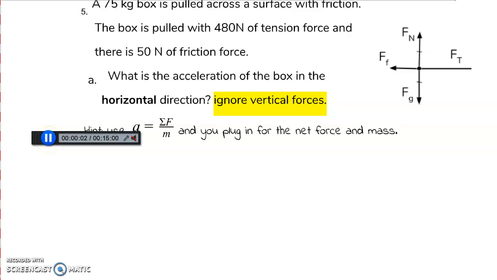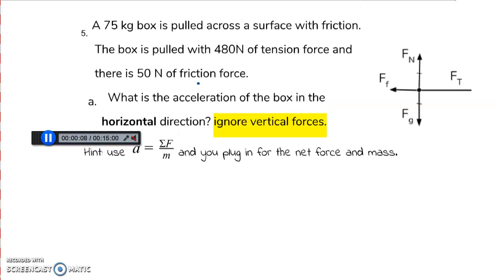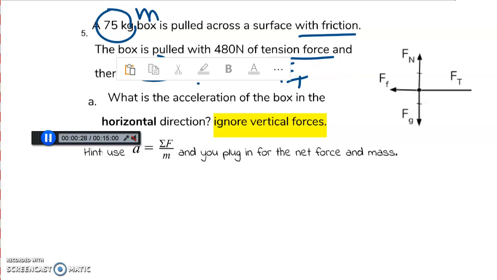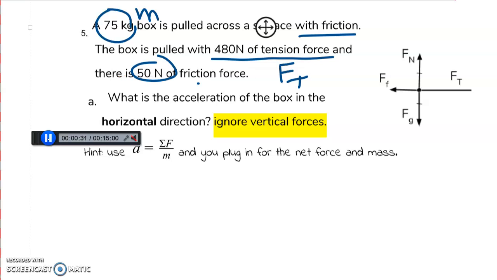Number 5 has a 65 kilogram box pulled across the surface with friction. The box is pulled with 480 newtons of tension force. I can annotate that as FT. And 50 newtons of friction force. I can annotate that as friction force.